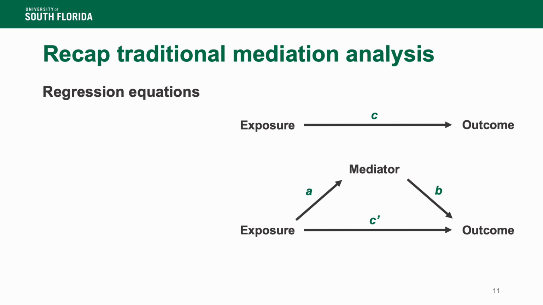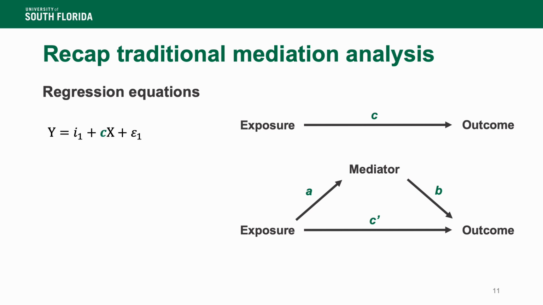Before we go over the regression equations, I would like to remind you that in traditional mediation analysis, the total effect of the exposure on the outcome is often denoted with the letter C. The effect of the exposure on the mediator is typically denoted with the letter A, the effect of the mediator on the outcome with the letter B, and then the direct effect of the exposure on the outcome with the letter C prime.